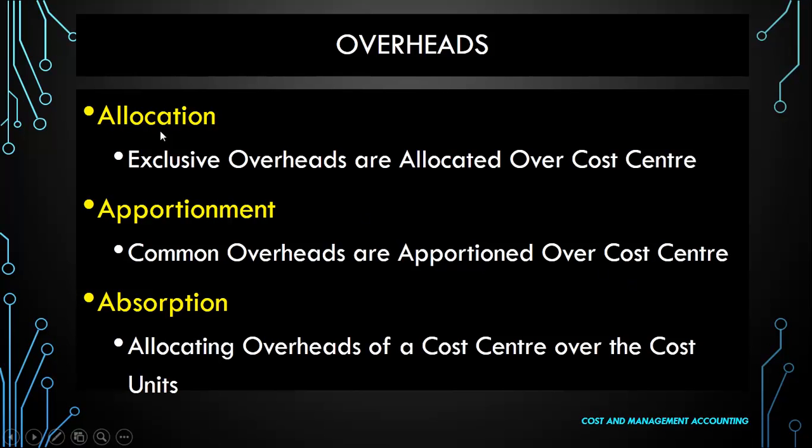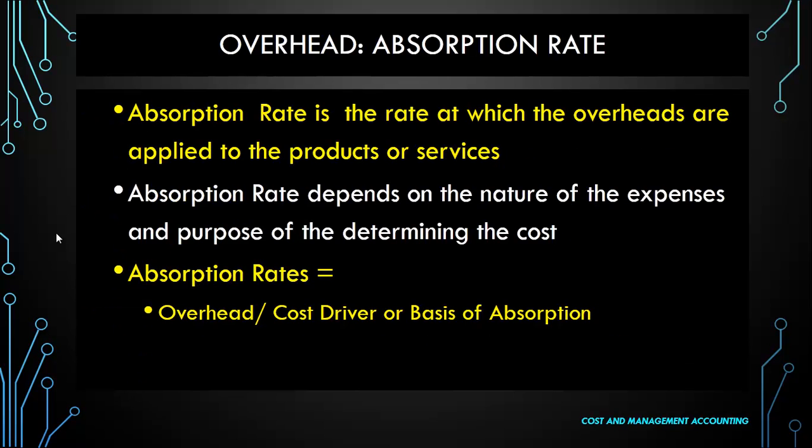So by allocation and apportionment, we bring all the overheads to the various cost centers, and from the cost centers we absorb the overheads over the cost units, where you try to recover the cost by fixing a price. So overhead accounting involves allocation, apportionment and absorption. The overhead absorption depends on the rate at which they are absorbed, or applied.